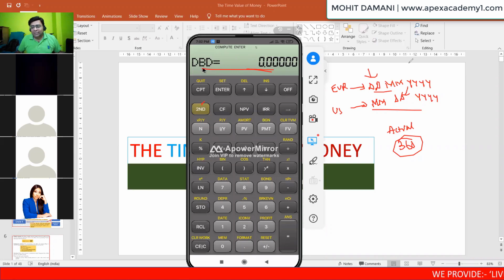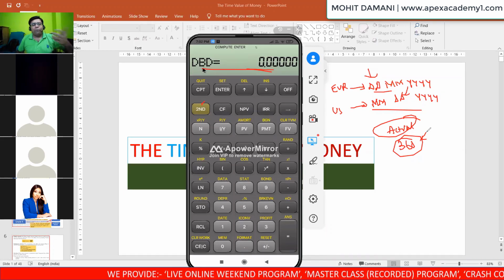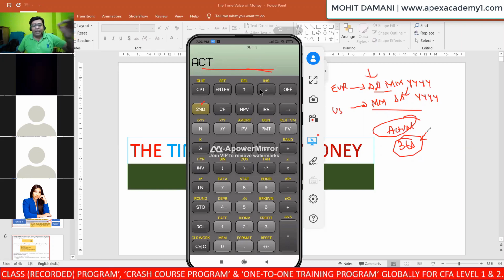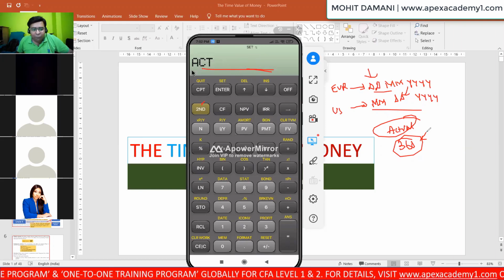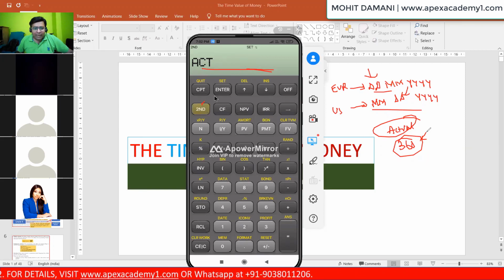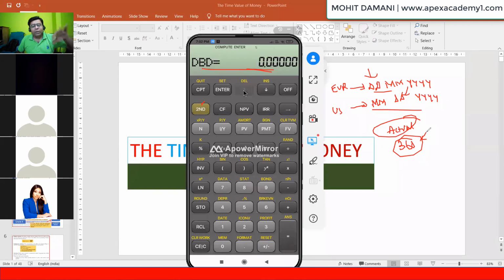But the question arises, sir, just now you told us there are two things, actual and 360. How are we going to calculate? If I want to do it for 360 basis, how are we going to do that? So the calculator has that smartness and that offering for you. ACT stands for actual, and second and then enter stands for 360. If you want it for 360, you can set it at 360, and when you do the above calculation, automatically the calculator will solve basis 360, and similarly for basis actual.